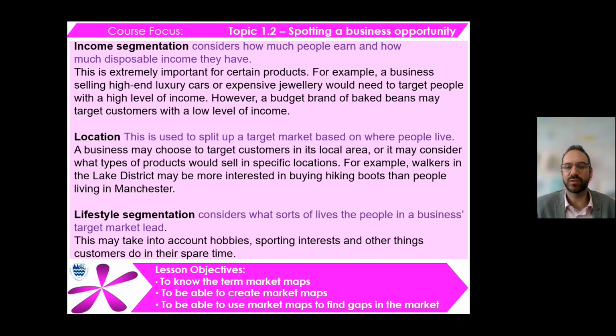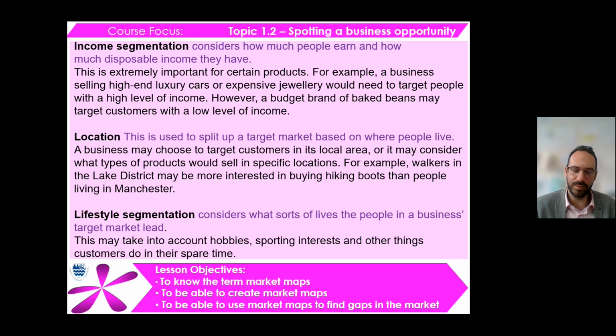Lifestyle segmentation considers what sorts of lives the people in a business's target market lead. So these will take into consideration hobbies, sports interests, and other things customers do in their spare time. One example might be football teams. Not everyone follows a football team, but you might have certain areas where the football culture is really huge. So you might start to see more advertising for those local football teams in the area, and also people buying merchandise and so forth.